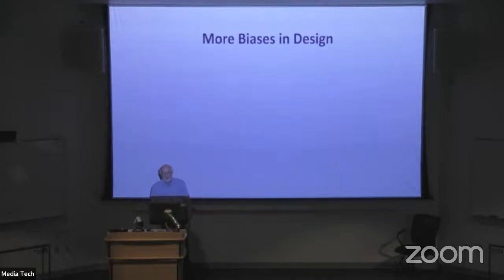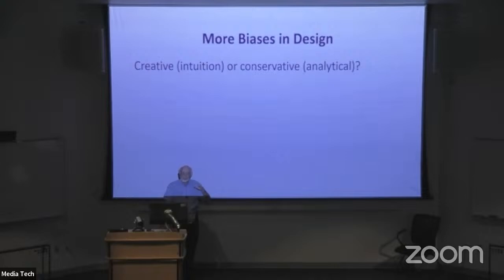More biases. It turns out, are we creative? Are we conservative? We have a bias one toward the other. More conservative people tend to be more biased toward analytical thinking, and it's more difficult for them to get involved with intuitive thinking. Highly creative people are more biased toward intuitive thinking, and oftentimes they have difficulty doing analytical thinking. So be aware of your biases so you can address them.